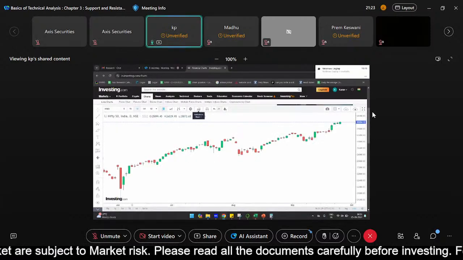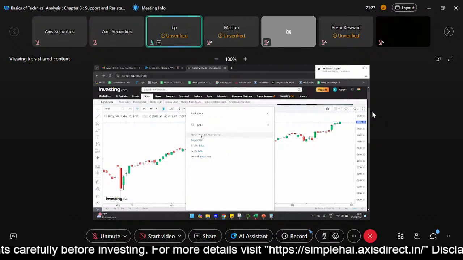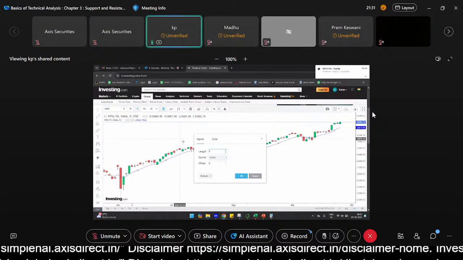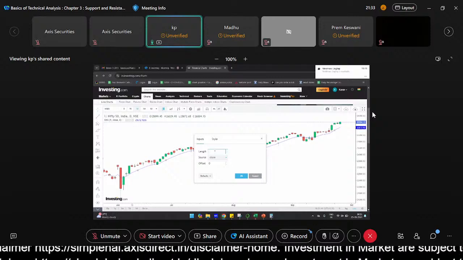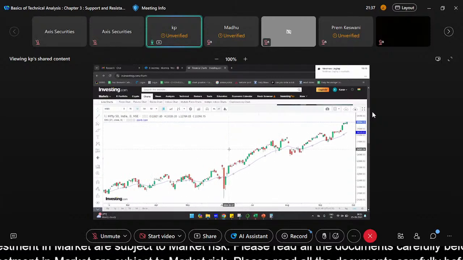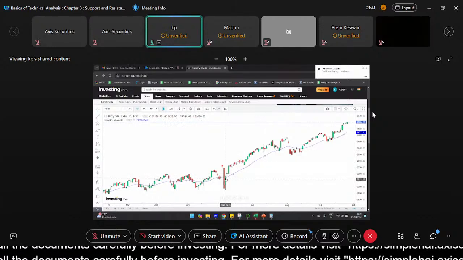Just give me a second. I type in EMA, which is exponential moving average. Now I'll not be using the exact 21-day moving average because यहाँ पर एक ही scenario में आपको probable support, probable resistance बनाना थोड़ा difficult है. So what I would say is ये देखिए, यहाँ से एक up move start हुआ था.